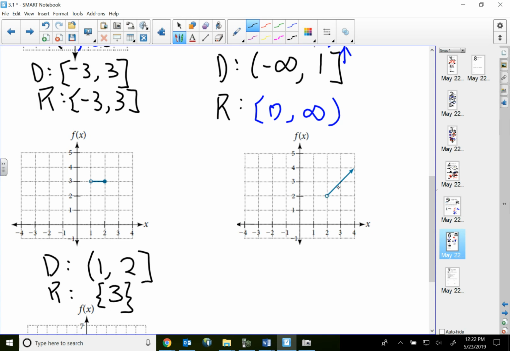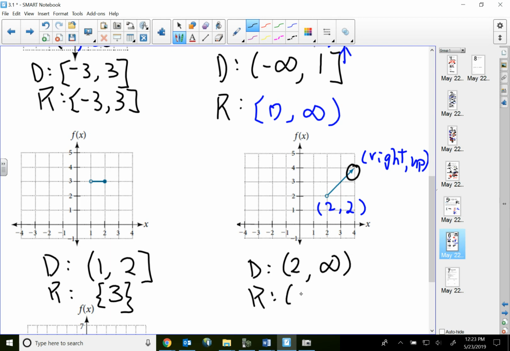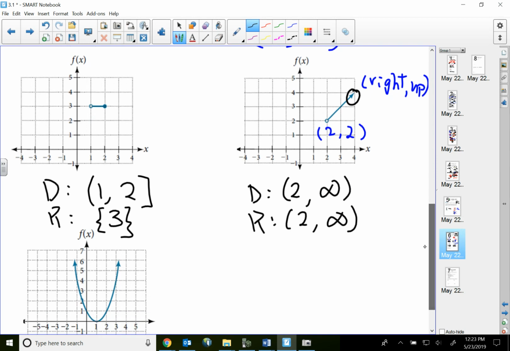Let's look at this graph. The starting point is right here, and it keeps on going to the right and up. For my domain, the x value at the starting point is 2, and the y value is also 2. Since it's an open circle, my domain would be from 2, parenthesis, and keep on going to the right. My range will also start from 2 and keep going up. The key is finding the starting point.